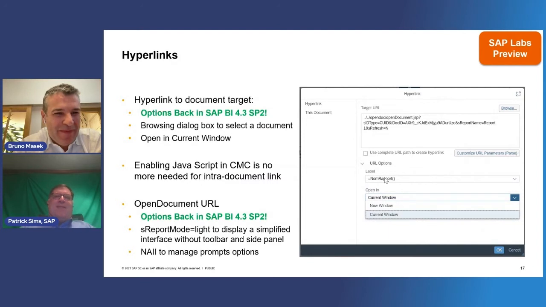Hyperlinks. Who doesn't love a nice hyperlink, right? So those are back as well. And so we've got the nice dialog box for them, the ability to open in the current window, all the good stuff. And the key thing here is that you do not need to go into the CMC and enable JavaScript anymore to do an intra-document link. It's just something that's natively done there because we're all HTML5 now anyway. But it's there in the dialog box, and it's good to see that that's back. And we'll go ahead and show you that when we get into the environment shortly.